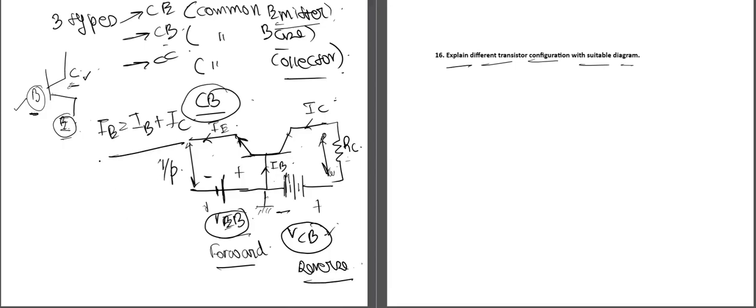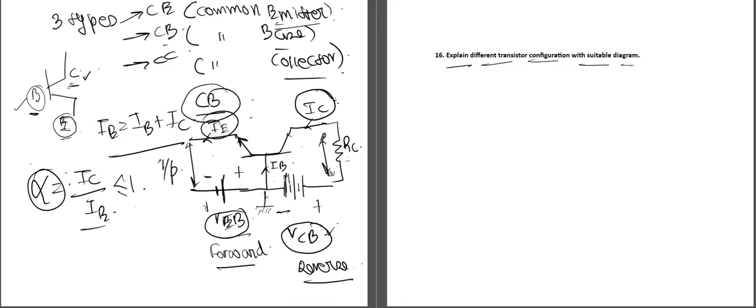In this CB mode of configuration, the current amplification factor is defined by alpha, which is the output current by the input current. Here the output current is IC and the input current is IE, so alpha is IC by IE. One thing to note is that this current amplification factor is less than or equal to 1 for CB mode, which is a very small amplification factor.